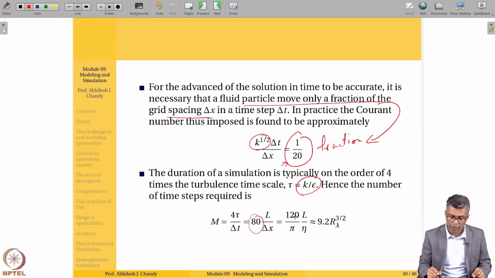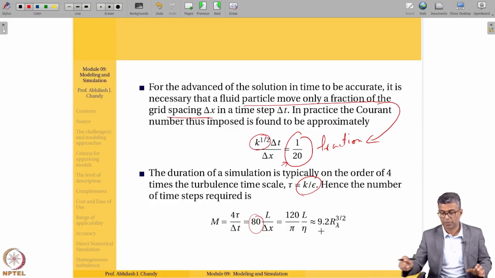Then I have 120 over pi L over eta. So that comes from, I have for L and delta x, instead of delta x, I will put in a kappa, and I will put in 2 pi as well. So then I will have 120 divided by pi L times 8, L divided by eta. And then that comes out to be 9.2 r lambda to 3/2. Okay, so that is the total number of time steps.